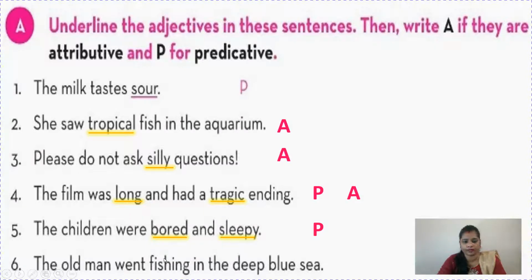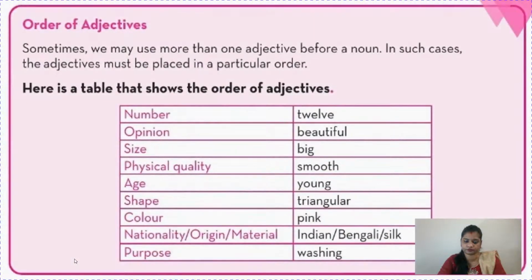The old man went fishing in the deep blue sea. The old man. See children, man is a noun and old is an adjective. Went fishing in the deep blue sea. So sea is a noun and deep blue are adjectives. And they are placed before the noun, so both are attributive.